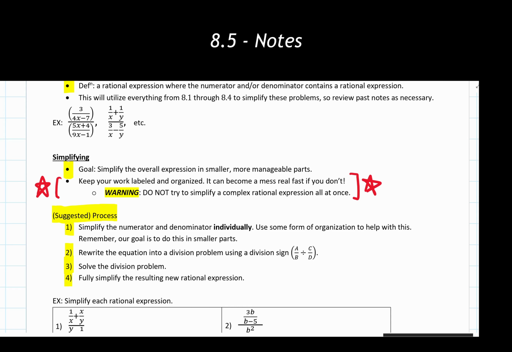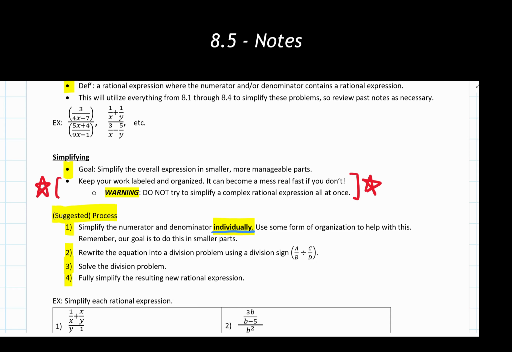Our first step is we are going to simplify the numerator and denominator individually. We'll go through how to organize this and write this out, but simplification means we're basically doing our 8.1 through 8.4 methods and processes for just the numerator and then just the denominator. Again, I really want to emphasize, and that's why it's boldface here, doing each of those individually. It could be worth underlining or highlighting that if necessary. Use some form of organization to help with this.